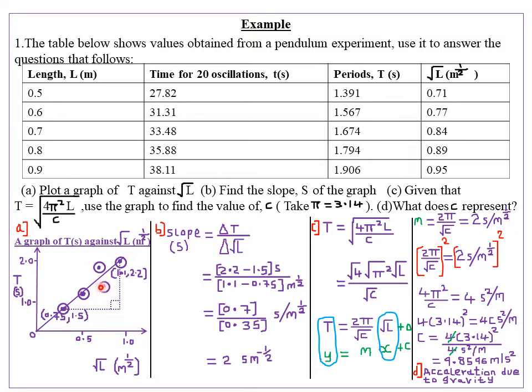There are students who have a tendency of rubbing out the points that are outside the line. Immediately you do that, you are losing marks for plotting those particular points. So just leave them there, but ensure that your line passes through most of the points.